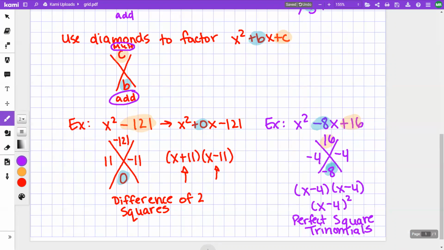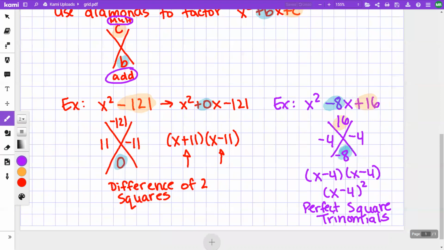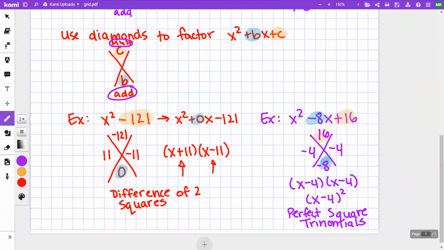Then the second part of that worksheet is you guys are going to be factoring doing diamonds, just like I did right here. So add this into your composition book, and good luck on the classwork.